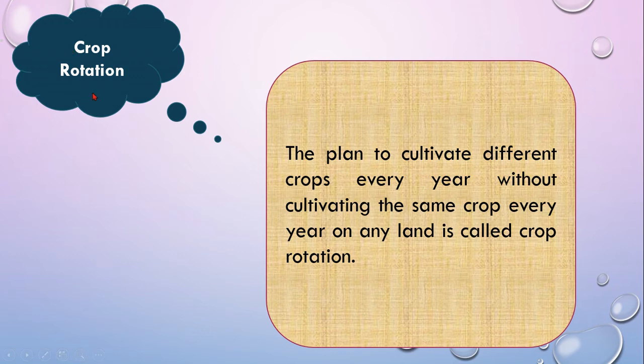So what will be the definition of crop rotation? The plan to cultivate different crops every year, without cultivating the same crop every year on any land, is called crop rotation. And the other important point of crop rotation is do not cultivate the same crop on the same land in successive years. So cropping pattern is for 1 year on a piece of land, across 3 seasons, and crop rotation is for a couple of years, and every year you do not cultivate the same crop on the land. That is called crop rotation.